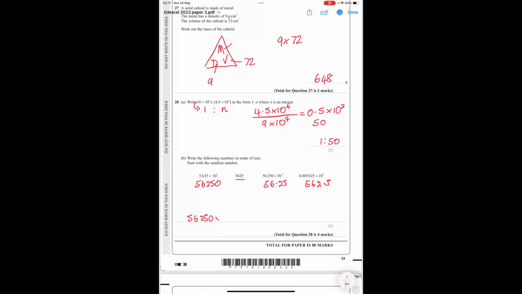56250 times 10 to the minus 3. Then we're going to have 0.005625 times 10 to the 5. Then we're going to have 5,625. And lastly, we would have 5.625 times 10 to the 4.